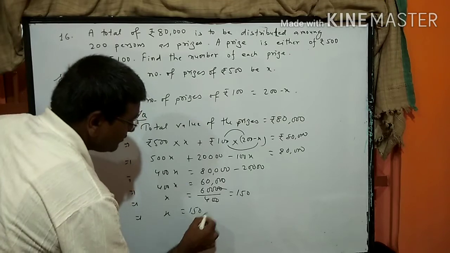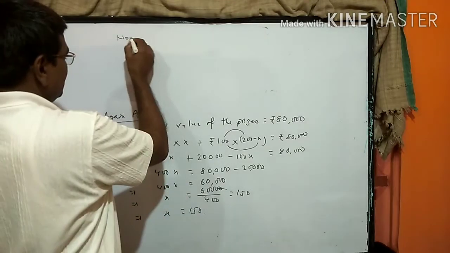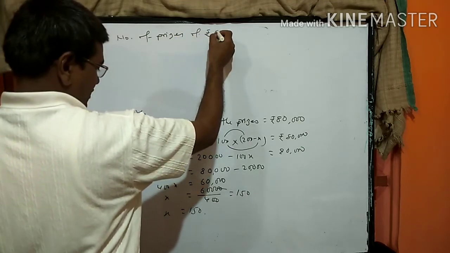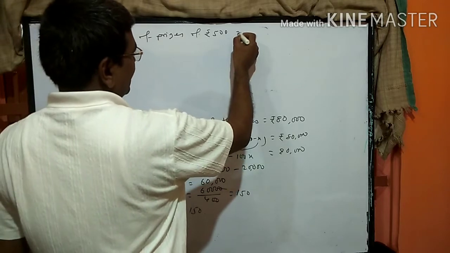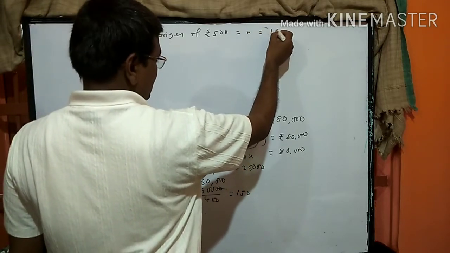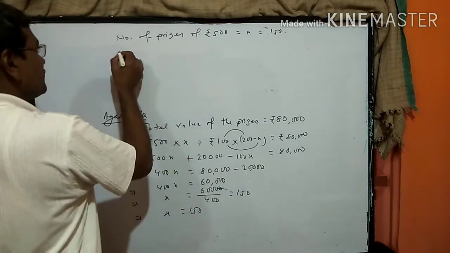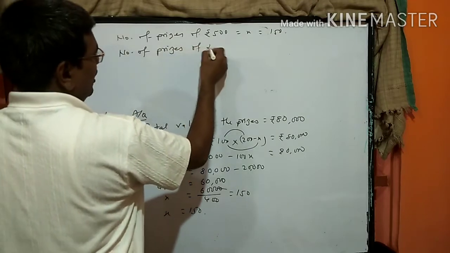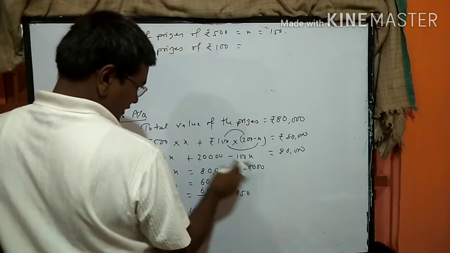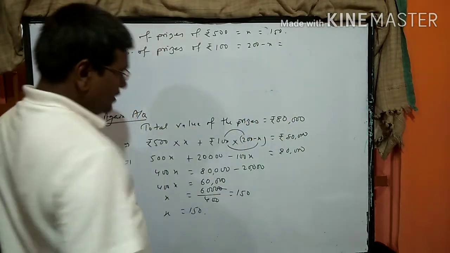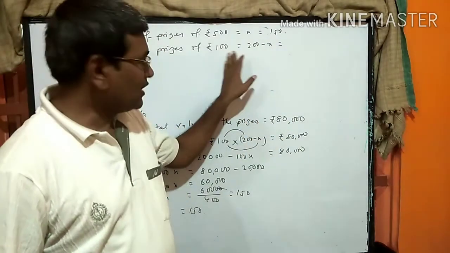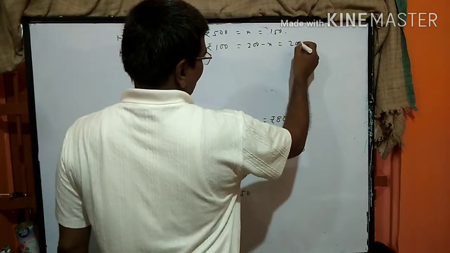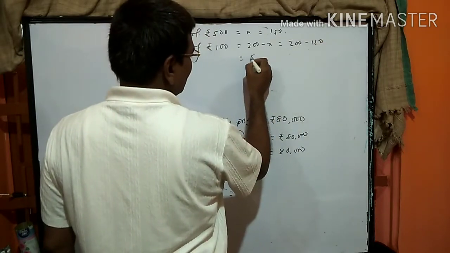X equals 150. Number of prizes of rupees 500 equals X, which is 150. Number of prizes of rupees 100 equals 200 minus X, that is 200 minus 150, which is equal to 50.